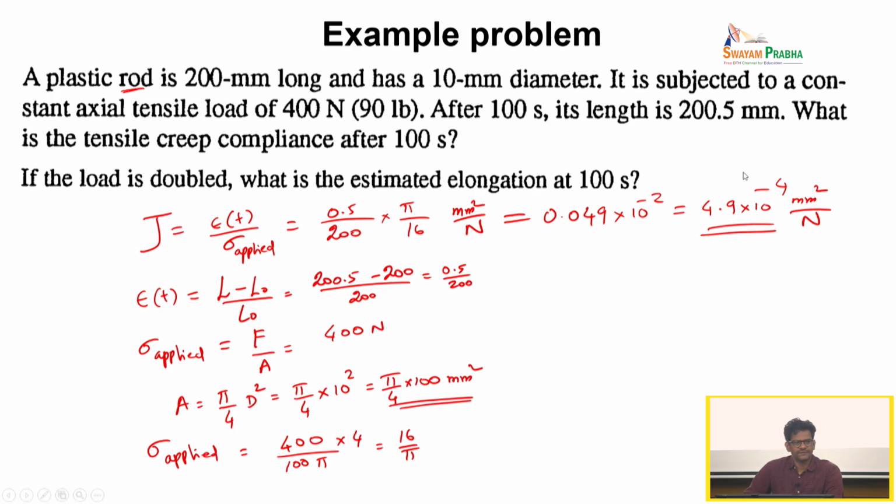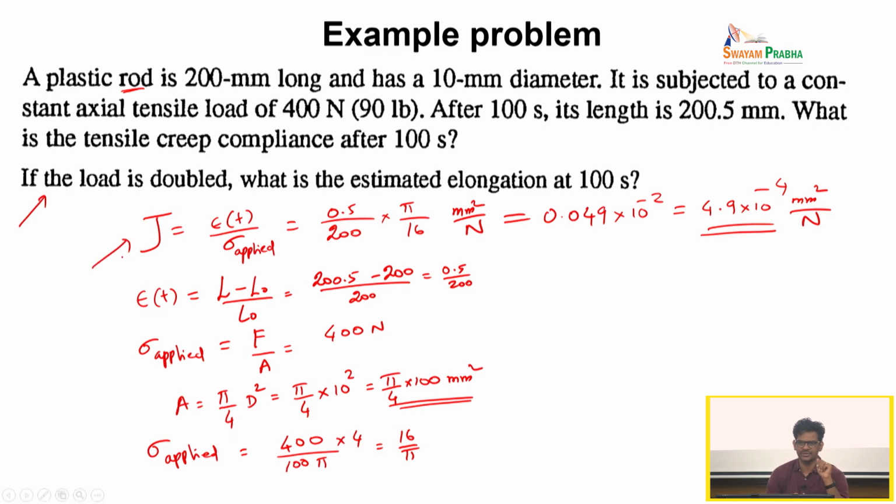So now what is the use of this creep compliance? That answer is given in this second part. If the load is doubled, so you have done an experiment, right? You got a plastic rod, let's say it's an injection molded rod, and then you apply a constant load and do a creep test, and you're making a measurement at 100 seconds. You measure the extension, how much deformation has happened. With this data, we are able to get this compliance at this point.